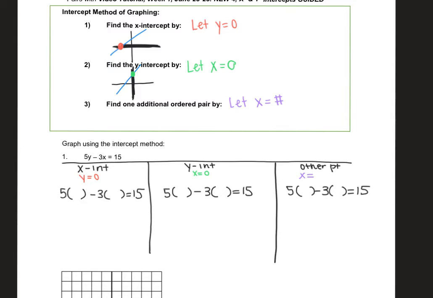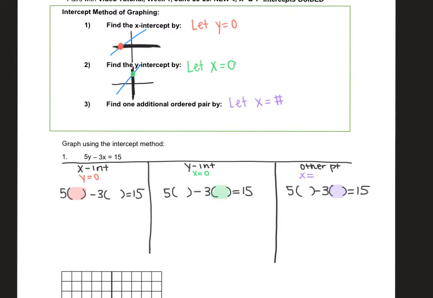Okay, now here in this one I'm plugging in the y. Here I'm plugging in the x. And here I'm also plugging in the x, right? I just don't know what I'm plugging in for that third one.